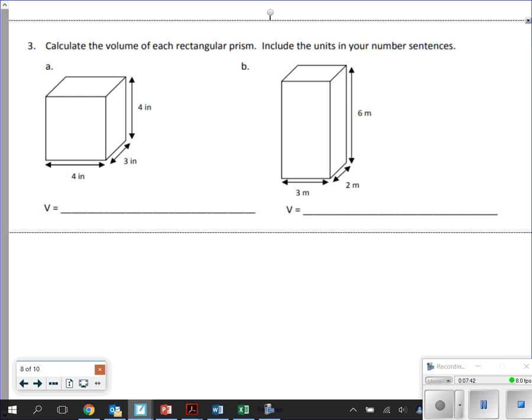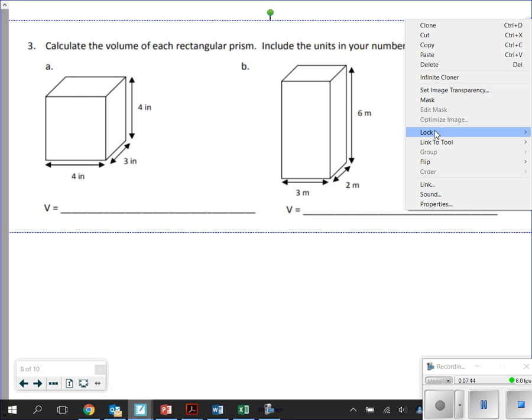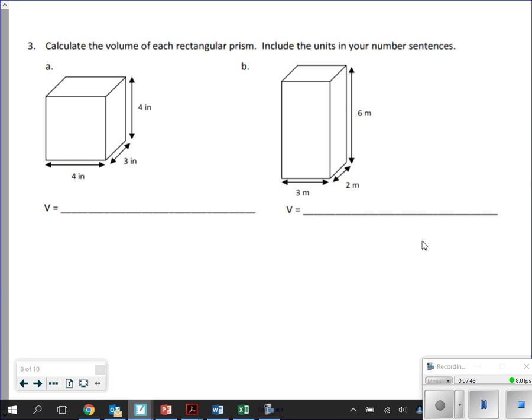So calculate the volume of each rectangular prism. Include the units. Some people are very picky about whether or not you write the units. It's a good practice to have. So see if you can figure out the volume of A and B.